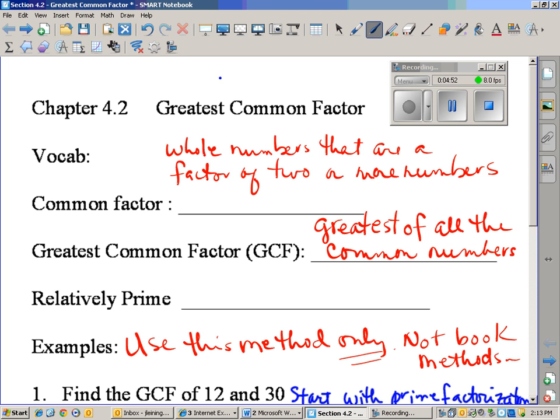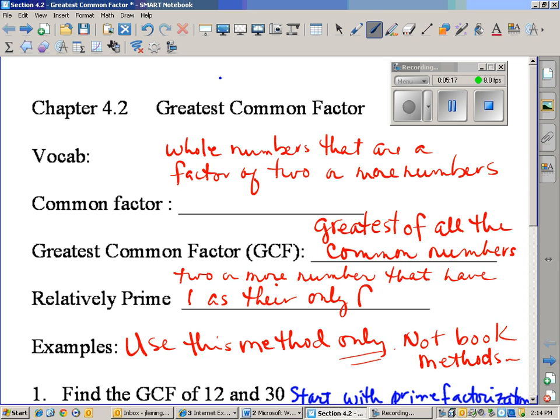Relatively prime is important. We're going to talk about it a lot. Relatively prime numbers are 2 or more numbers that have no common factor other than 1, that have 1 as their only factor in common. We'll talk about that a little bit more as we go.